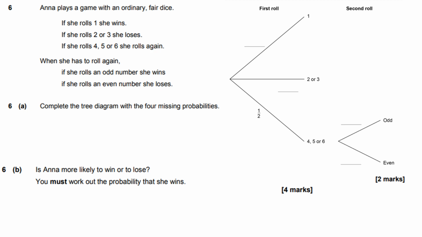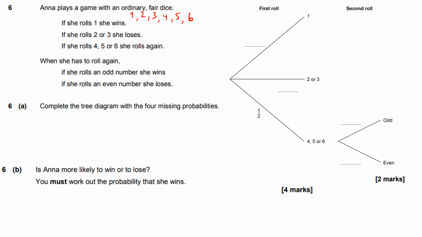Right, question number 6 is a slightly complicated probability question, so that's why I'm going to be taking a slow approach to this question and just break it down for you. It says Anna plays a game with an ordinary fair dice. That would mean that the outcomes we can have are 1, 2, 3, 4, 5 and 6. If she rolls 1, she wins. If she rolls 2 or 3, she loses. If she rolls 4, 5 or 6, she rolls again. So if she rolls 4, 5, 6 and rolls again, and if she ends up with an odd number, she's going to win. If she rolls an even number, she's going to lose the game.